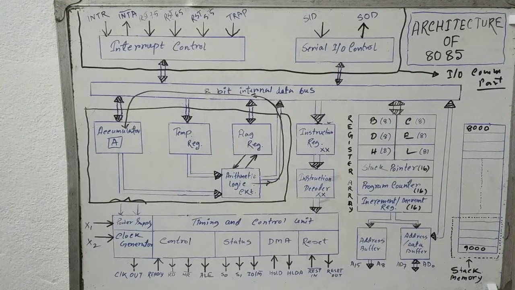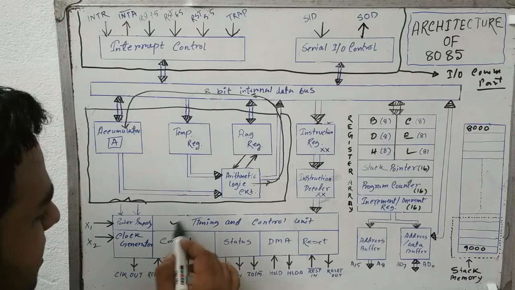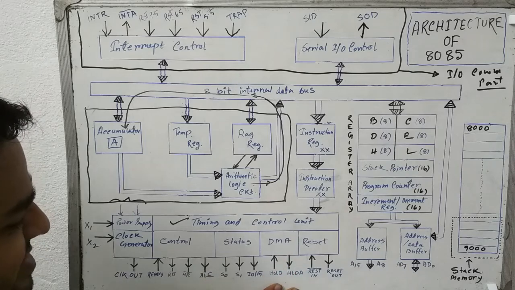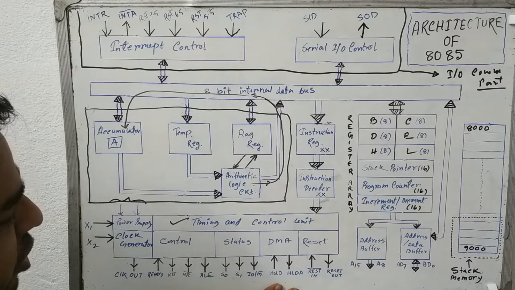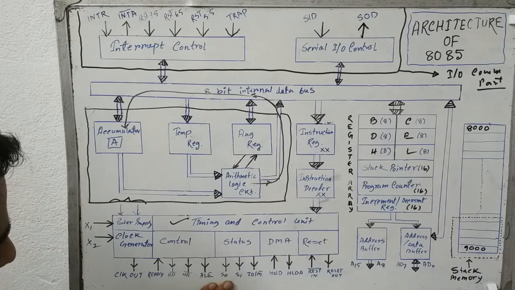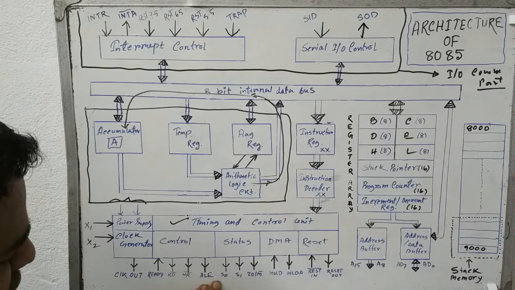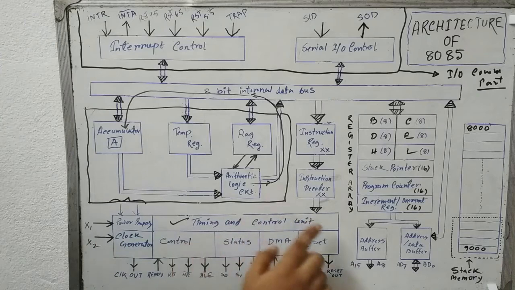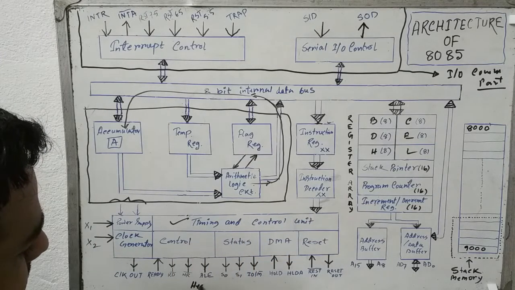So let's come to our third part, which is the timing and control unit that you can see here. Basically this part plays an important role during the operation of the microprocessor. As you can see, all the hardware pins are connected over here. Basically these pins send the control signals during the operation of the 8085 microprocessor.